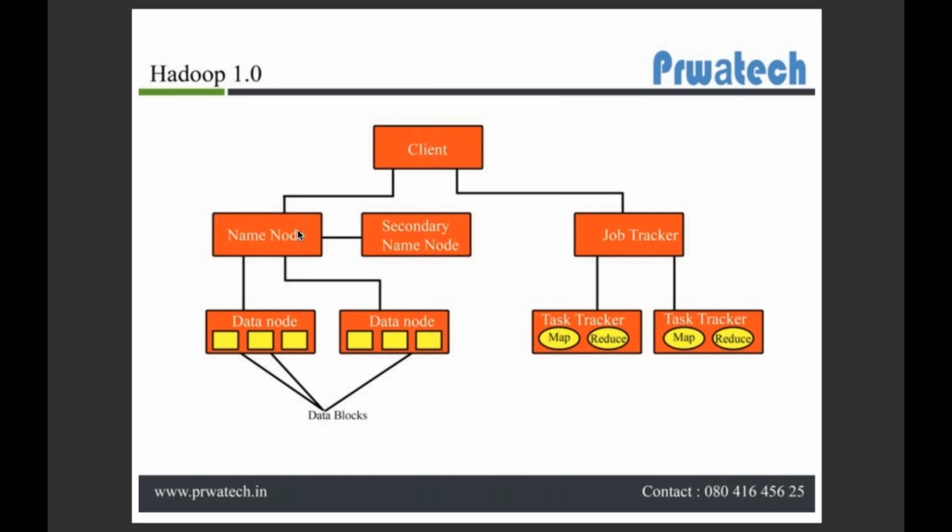We have only one name node. So Arun, if this name node gets down, what will you do? Only one name node is possible to configure. So there's a single point of failure, guys.